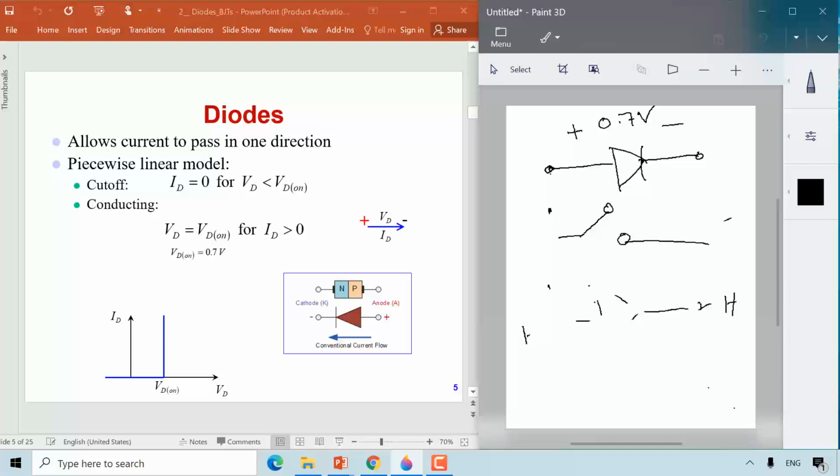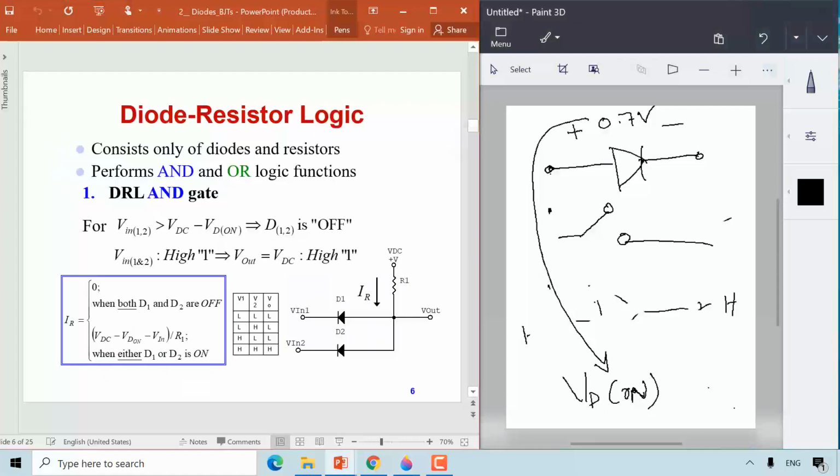It basically disconnects the two nodes. Okay, so that's as we have studied. Now, typically we refer to this 0.7 as the VD on, which means when the diode conducts. But if it is less than 0.7, then our diode is off and it acts as an open circuit. A very important concept you have learned in your electronics class.